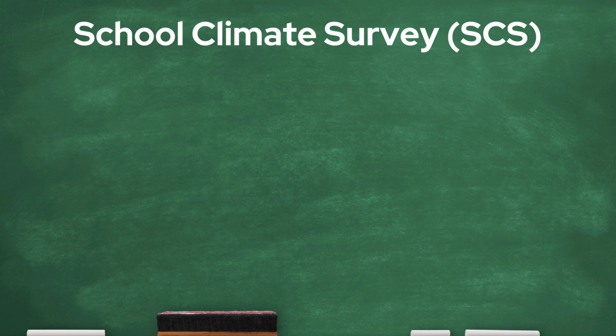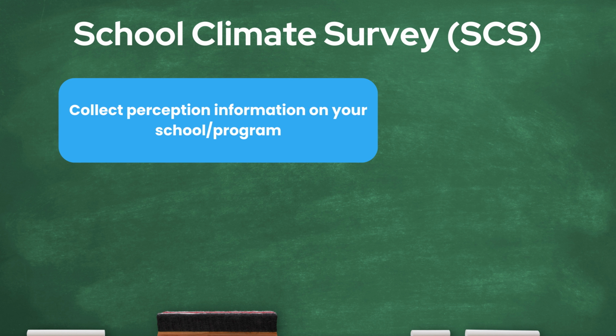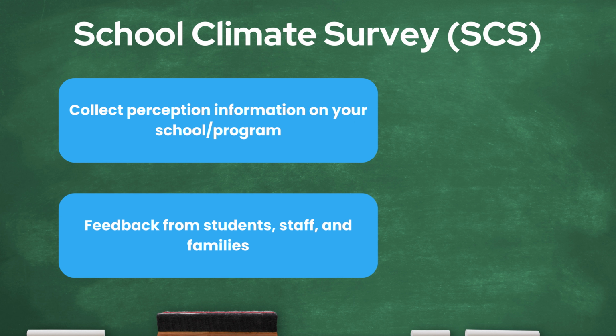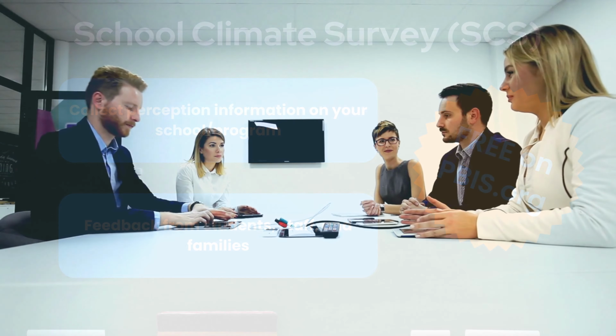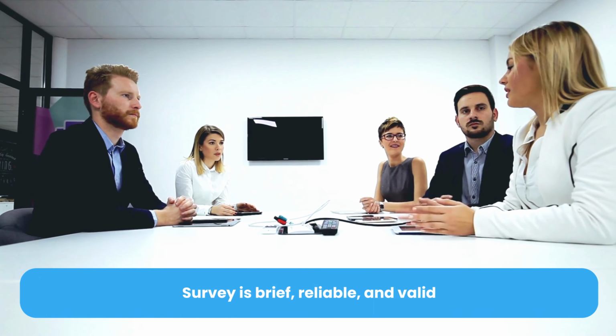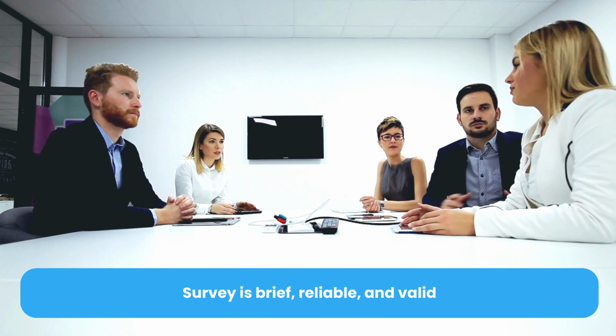The School Climate Survey is a tool to collect information on the culture and climate of your program based on feedback from your students, staff, and families. It is a free resource that can be found on pbis.org and in the description below. Teams can use the information for planning purposes based on the perceptions of the stakeholders. The survey is brief, reliable, and valid.